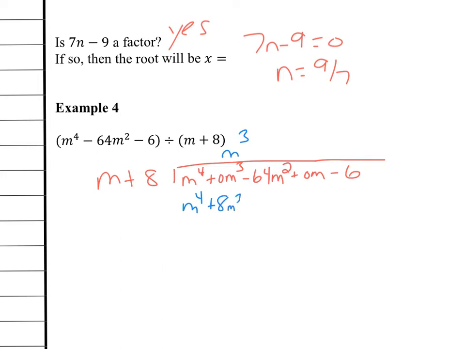Alright, and then we are supposed to subtract, but I don't like that subtraction, so I'm going to change all my signs, and then add, because we don't mess up addition. Subtraction, we mess up. So we end up getting a negative 8m to the third, bring down the negative 64m squared. Okay, and now I need to multiply to make the negative 8m to the third, so I'm going to multiply by a negative 8.